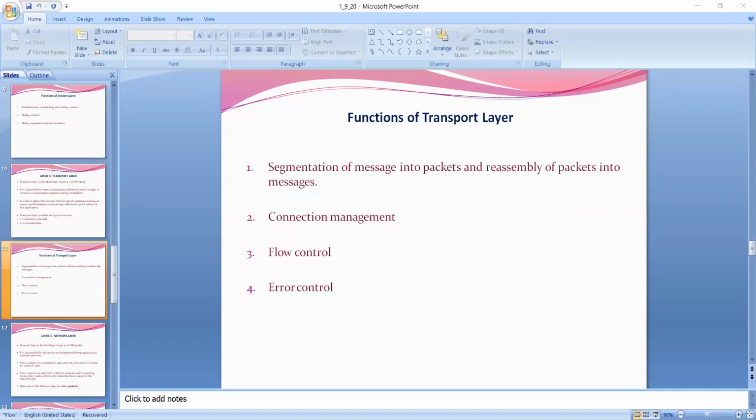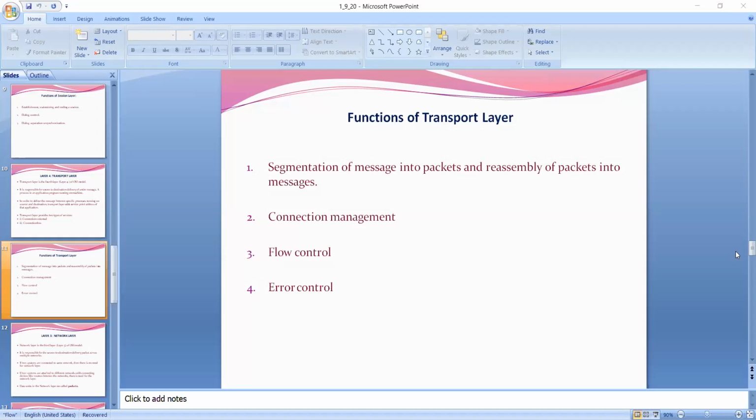So that is about flow control. Error control means, in order to get error-free data, some redundancy check methods are there. So up to these 4 points we had discussed in yesterday's class.